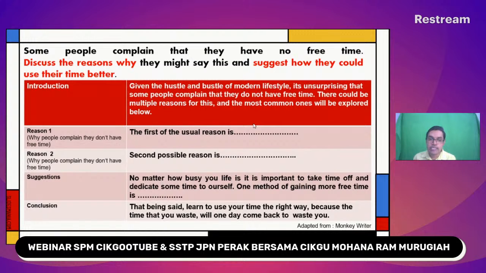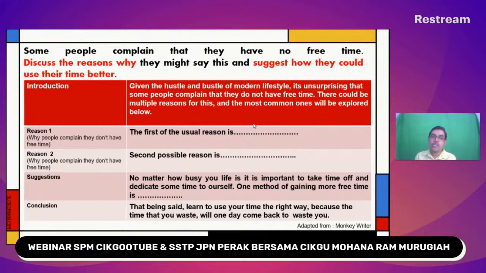So when you write your introduction, make sure you clearly state the topic of your essay. This is what we call the topic sentence. Meaning to say, what you're going to elaborate in the rest of the essay must be clearly stated in your introduction. So here I put that there could be multiple reasons for this, and the most common ones will be explored below. Okay, so I give the first reason why people complain they don't have free time.